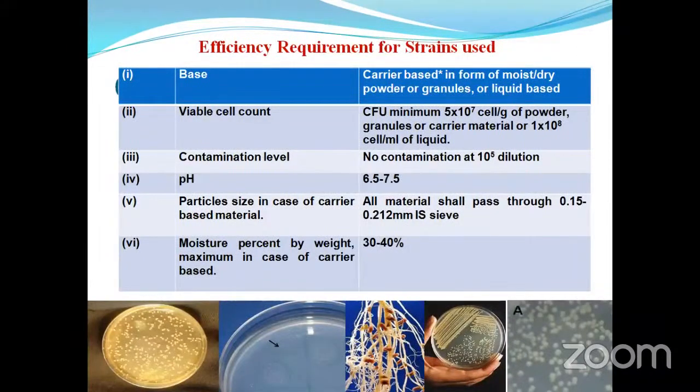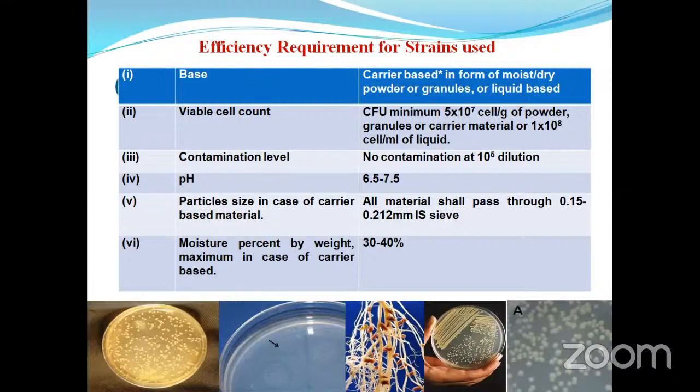Now, the Fertilizer Control Order has some efficiency requirements for different strains which are being used nowadays. So if you concentrate on viable cell count, this is the most important point for any carrier-based or liquid-based formulation. The CFU minimum has to be 5 × 10⁷ cells per gram of powder or 10⁸ cells per ml of liquid. That is your culture material that has to be there.